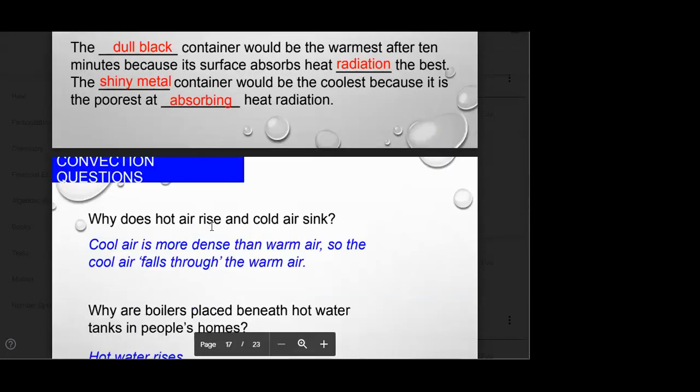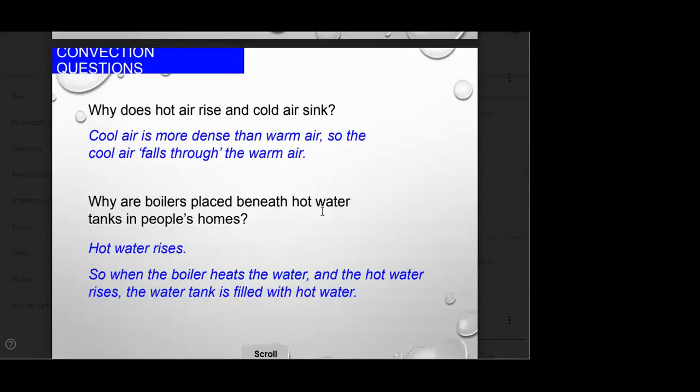Why does hot air rise and cold air sink? We have already discussed this now. Yes or no? So these kinds of questions might come in your exam. Why does hot air rise and cold air sink? Why is the boiler placed beneath the hot water tank? So all of you can answer this. Just go through it.